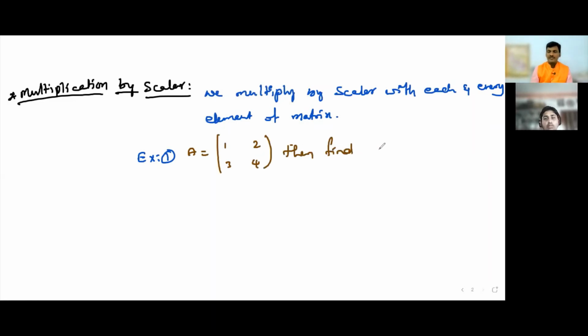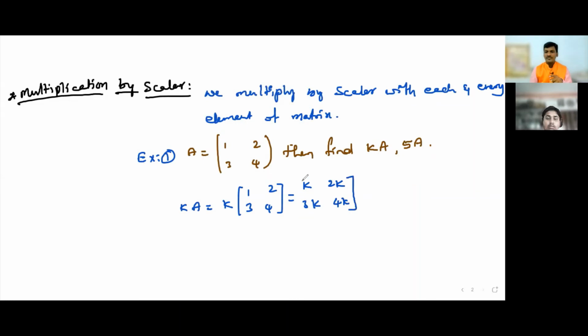Then find k into A or 5 into A. How to find the value of these two? Okay, so k into A means k into A. Write the A matrix, that is 1, 2, 3, 4. After that, multiply by the scalar. So 1 into k is k, k into 2 is 2k, k into 3 is 3k, k into 4 is 4k.